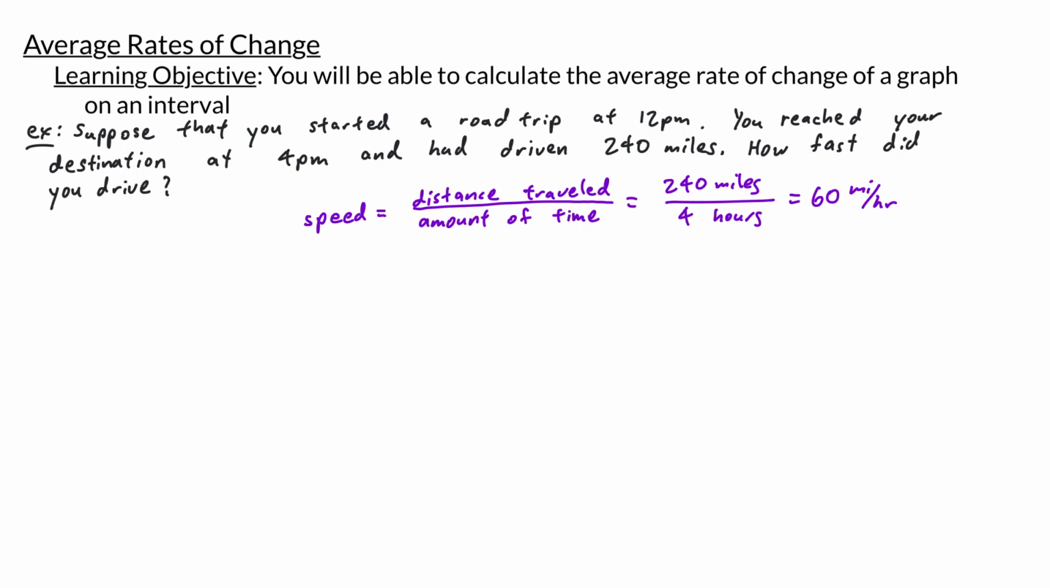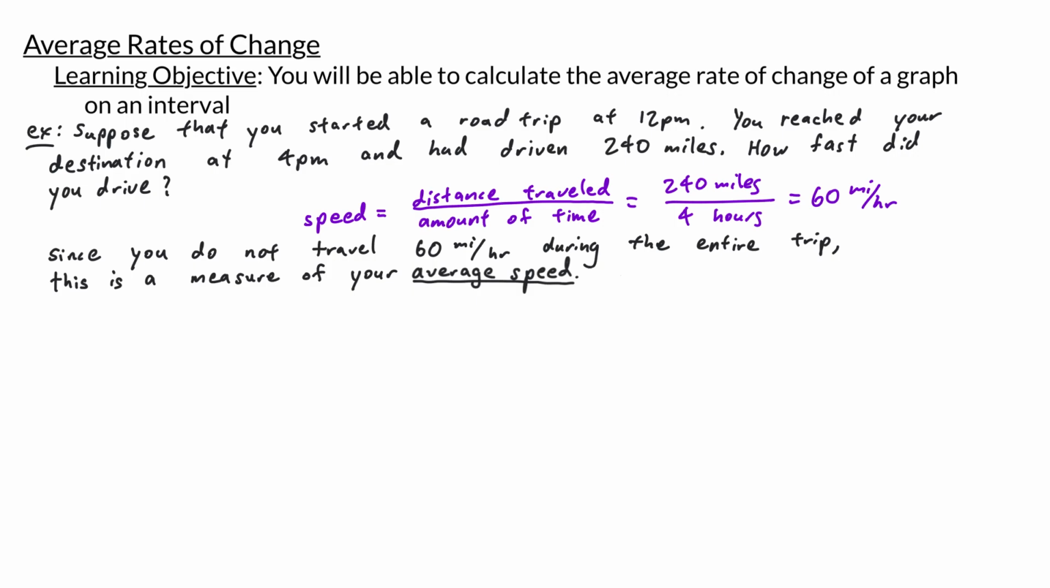From experience, you'll know that you're probably not driving 60 miles per hour the whole time. Sometimes you may be going faster, sometimes you may be going slower. You might even be stopped at a stoplight during this road trip. So this 60 miles per hour that we calculated is not how fast we're going at any given time. Instead, it is our average speed. It is how fast we're going on average throughout the road trip.